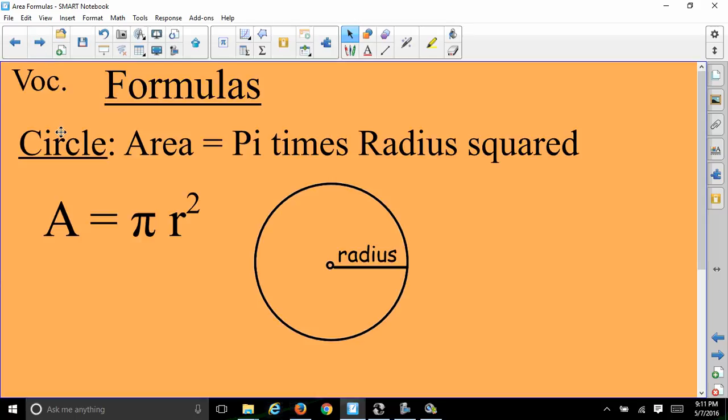The next formula for area is circle. Our circle formula is area equals pi times radius squared. And the radius is the segment that goes from the center of a circle to the edge of a circle. That's called the radius, and it's half of the diameter, by the way. So we have pi r squared. Area equals pi r squared.